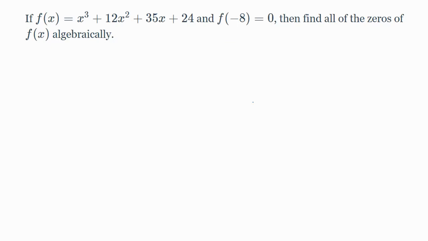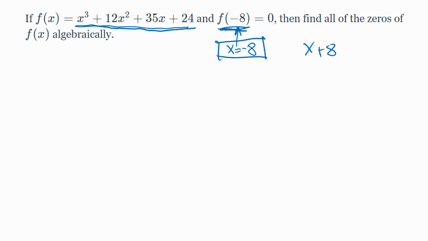In this case, we're told that we have f of negative 8 equals 0, and we're given this cubic polynomial. Now, what we're being told is that there is a root when x is equal to negative 8. Because we have a root at negative 8, we can figure out the fully factored form of this cubic polynomial. Very similar to a problem where I was given a factor. The factor that this came from was x plus 8.